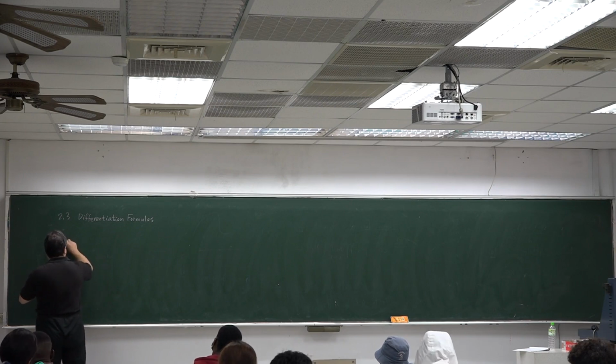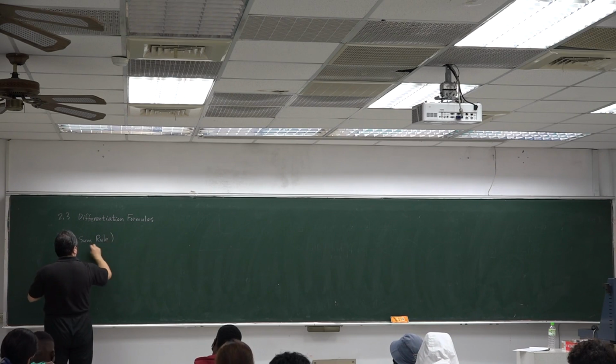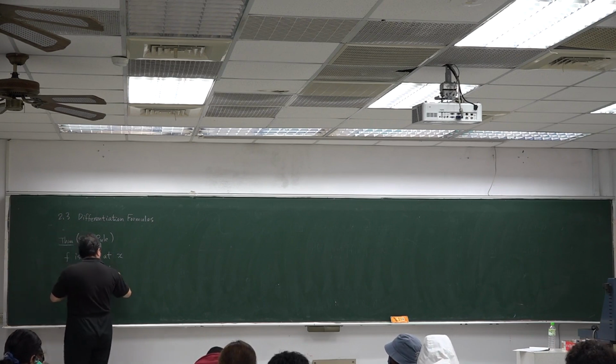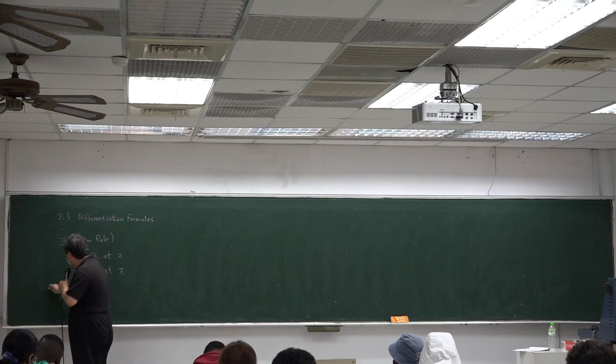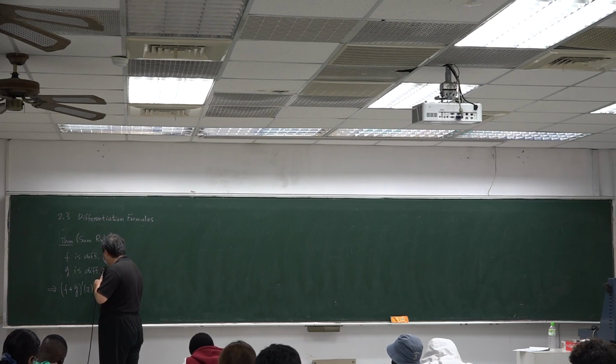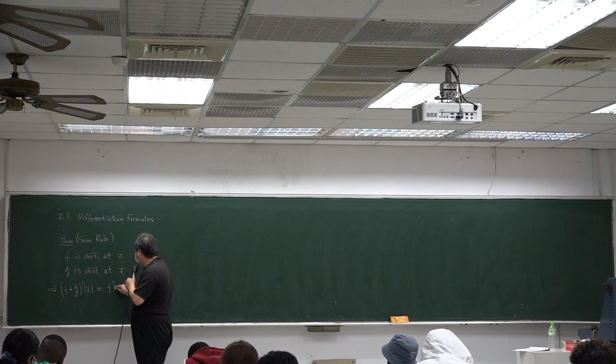Sum rule. Suppose f is differentiable at some point x, and g is also differentiable at the same point x. Then their sum is also differentiable at that point. Further, we have the derivative of the sum equals the sum of the derivatives.